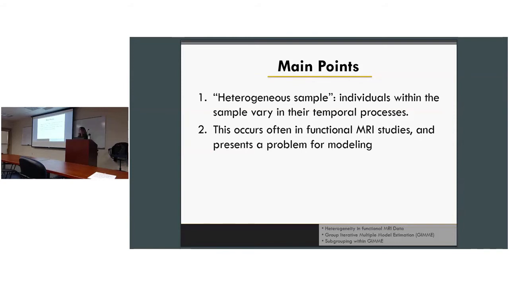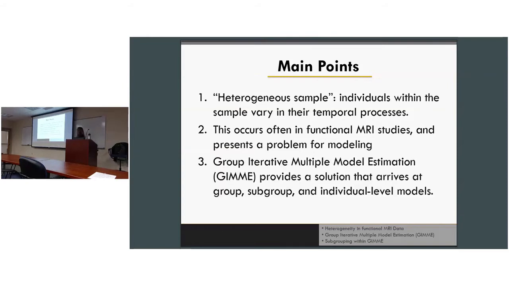This is a problem for modeling, and this is a problem for arriving at inferences that are reliable and valid across groups. And then the final point is I'm going to introduce one solution, of which there are probably many, that might help to arrive at these reliable group, subgroup, and individual level paths. Because if we do have heterogeneity, and we have individual level paths for everybody, it can be very difficult to make sense of it. And so that's why coming to subgroups and finding similarities across the individuals could, I think, really help.